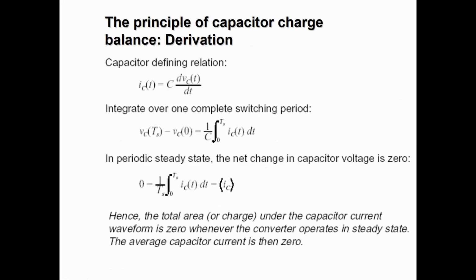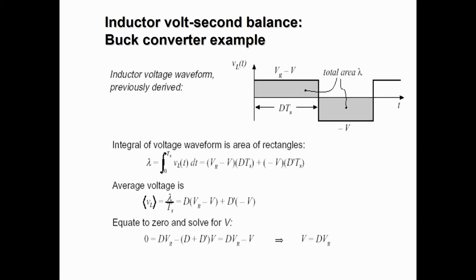Now, this is the output equation, or the output characteristic of this buck converter, which shows that this converter steps down the DC voltage. So the output to input ratio, V divided by Vg, is equal to D. This equation shows that the output voltage can be stepped down depending upon the duty cycle. So all this derivation was for the inductor voltage.